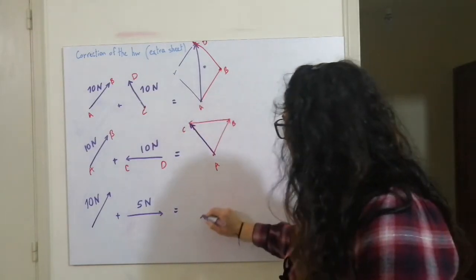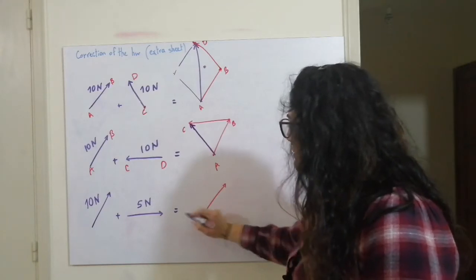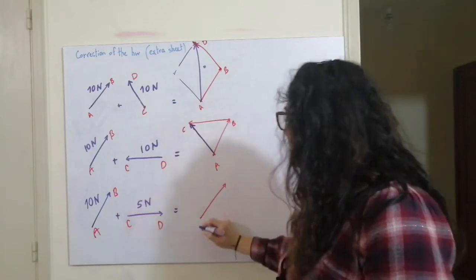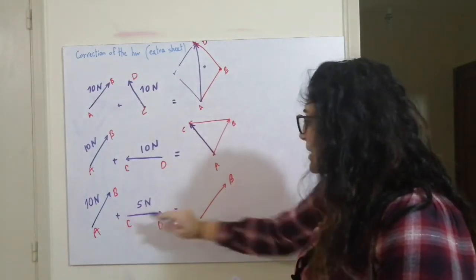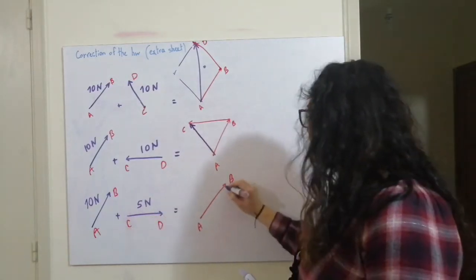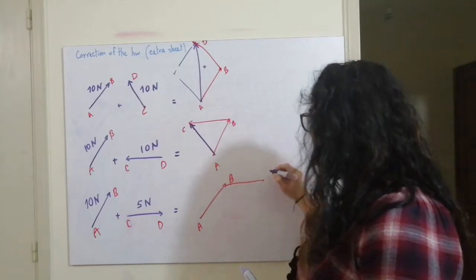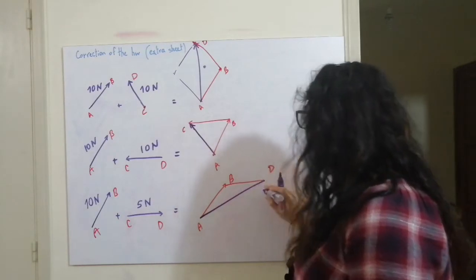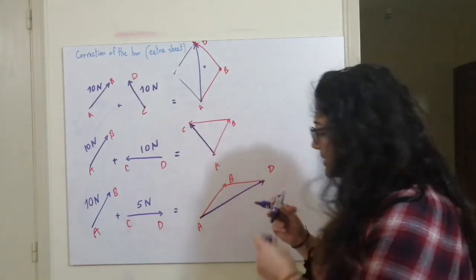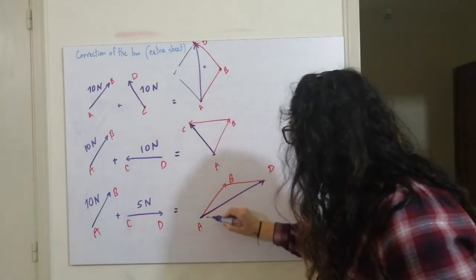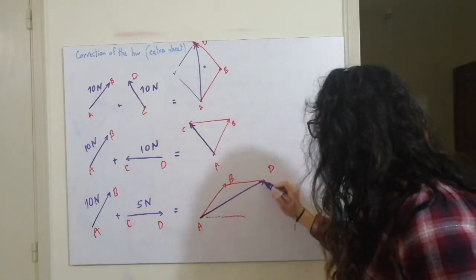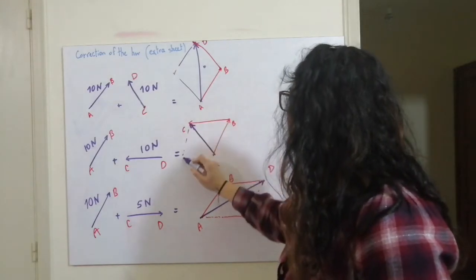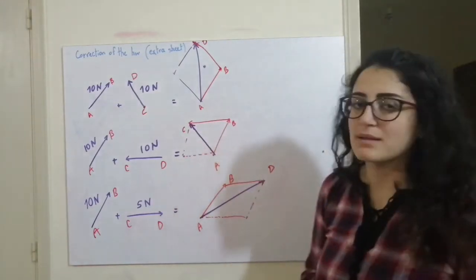And finally, I have AB, CD. This is AB. And CD, I'll place C in B. This is D. I will join them. This is the net force. Of course, if you complete the parallelogram, you will get the diagonal.